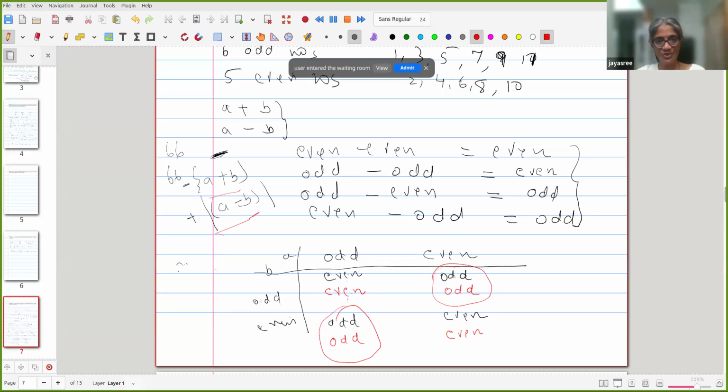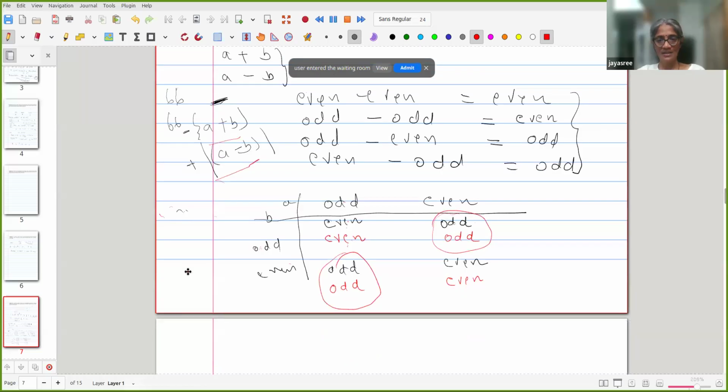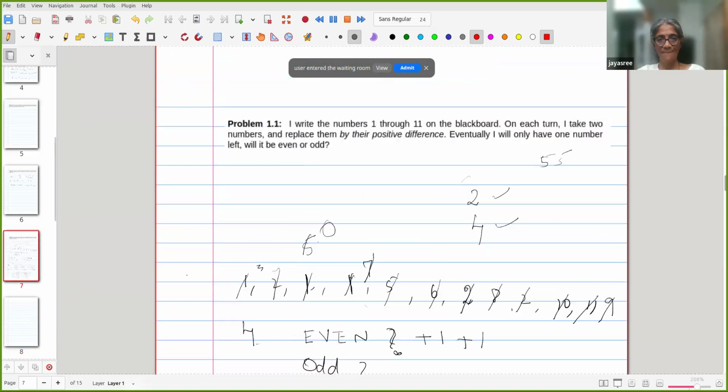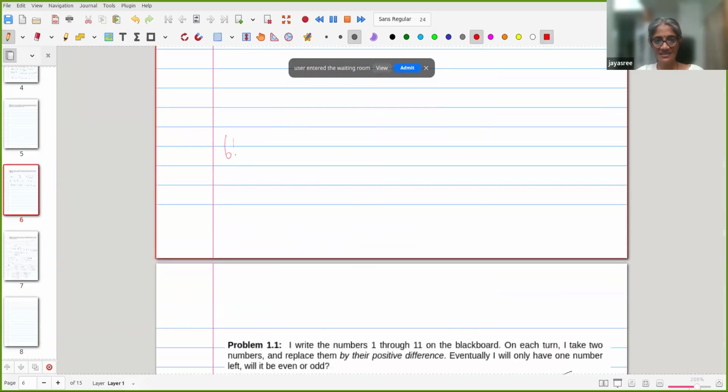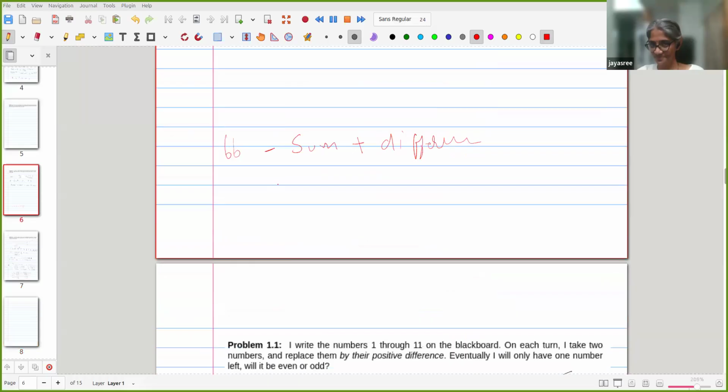Okay, so let me write it here. You said 66 minus sum plus difference, right? Ma'am, A plus B minus mod of A minus B is always even. So let me write this as 66 minus (sum minus difference).